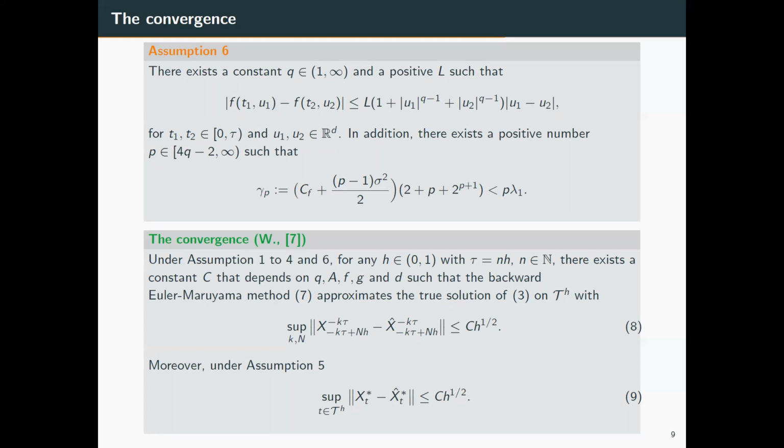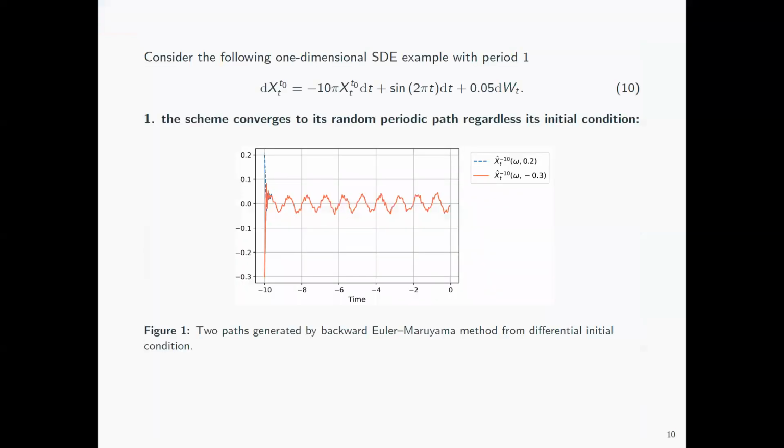Compared to the explicit method given by Feng, Liu, and Zhao, the backward Euler-Maruyama method doesn't impose many conditions on the step size. h can be as large as 1. So we can expect convergence even when the step size is large. Next, I will show you a numerical experiment.